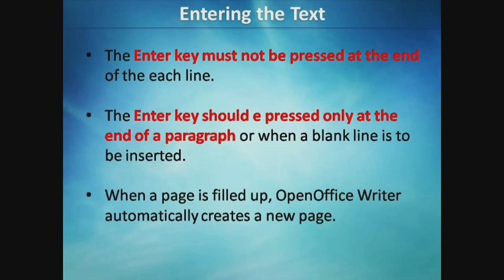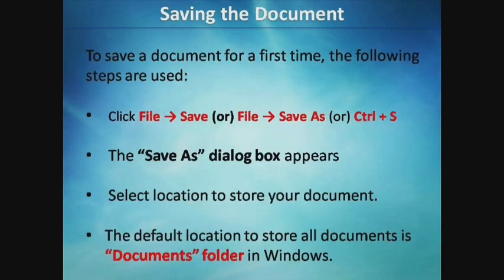When the page is filled up, OpenOffice Writer automatically creates a new page and status bar will display the current page number and total page numbers of a document. So OpenOffice Writer automatically creates a new page when the page is filled up with text. Suppose if you want to create another page without filling the previous page, then we have to press Ctrl plus enter from the keyboard.